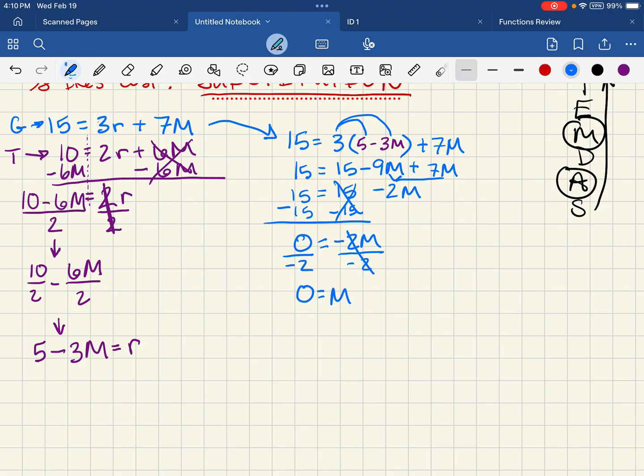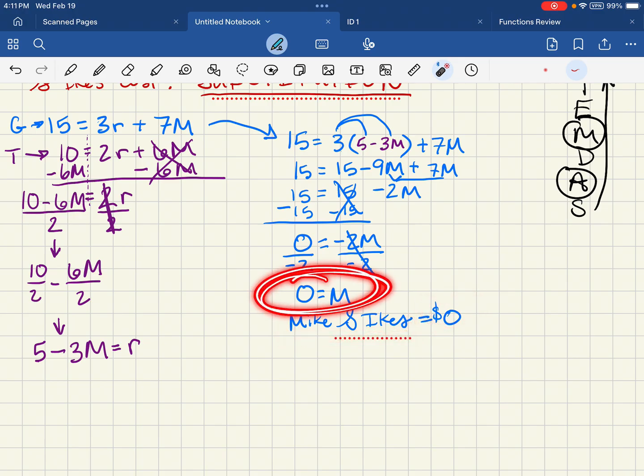Meaning the price for Mike and Ike's is $0. They're just giving them away as a free thing that they're handing out. So that's nice. Since I know that Mike and Ike's are $0, how can I use the fact that M equals 0 to figure out how much the Red Vines cost?